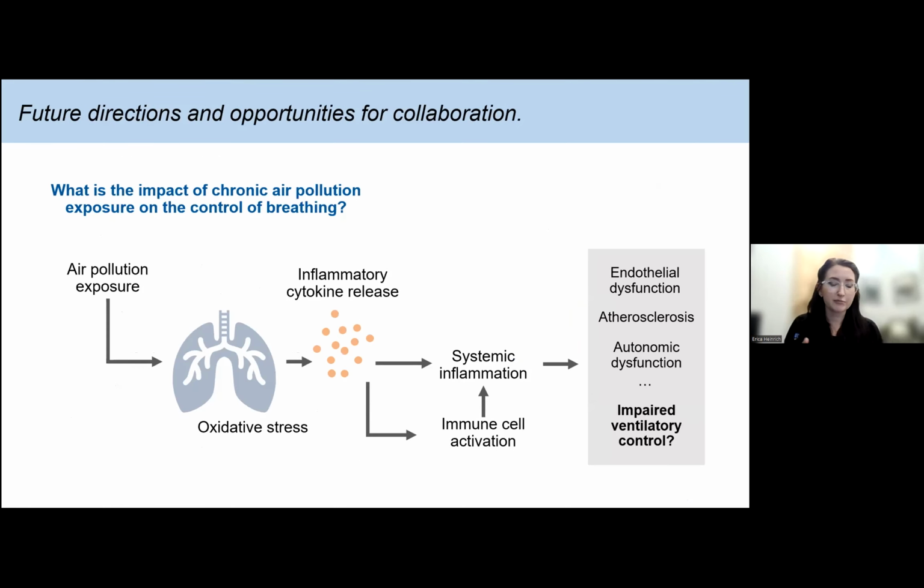So I'll just finish up by tying this back to this air pollution topic and into the fire smoke exposures as well. So we already know that chronic air pollution exposure can lead to systemic inflammation, which can have downstream implications for vascular function, atherosclerosis, and other autonomic functions. But there's really not much known about how chronic air pollution exposure impacts the neural control of breathing. So this is a really interesting and fruitful area where there's a lot of questions left to be answered.